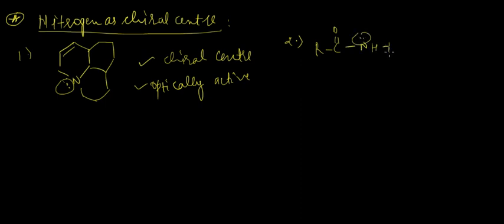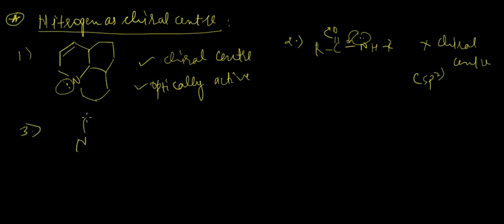Does it have a chiral center? No. Why? It does not have a chiral center because the lone pair on nitrogen is involved in resonance with the CO group. Okay, why? Because it is an sp2 hybridized nitrogen atom. Okay, let us look at the third example.